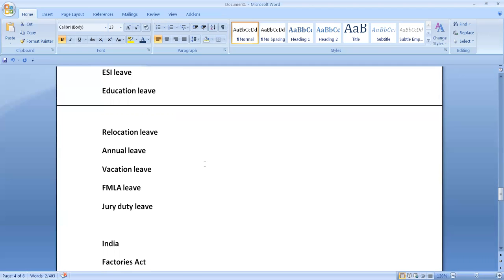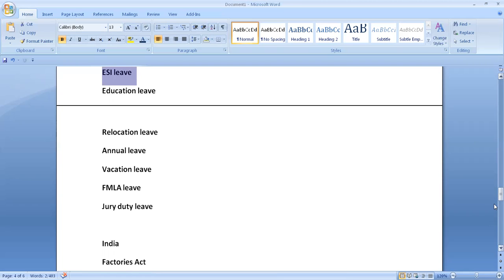Jury duty leave is given to an employee when the employee has to attend a court of law as a witness. It can be given up to 2 years. So these are some of the types, some are universal, applicable for all countries, and some are specific to some countries only. For example, ESI leave is specific to India, and LTA leave, for example, is specific to India.